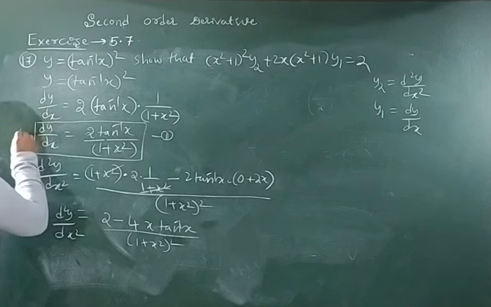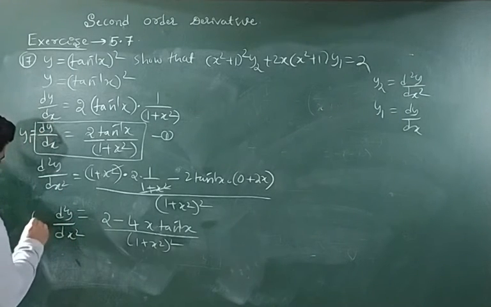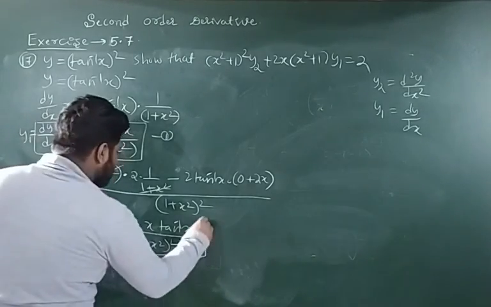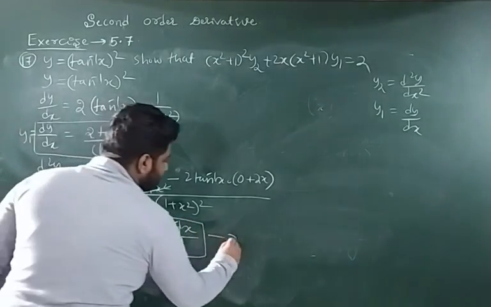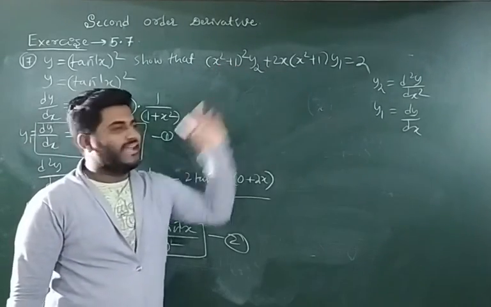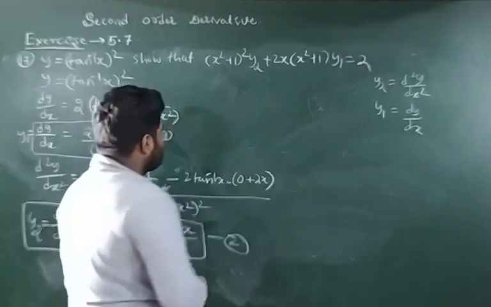This dy by dx can be written as y1, and d square y by dx square can be written as y2. So treat this as equation number 2. Put these two values in this equation, we can get that 2. Okay, let us start now.